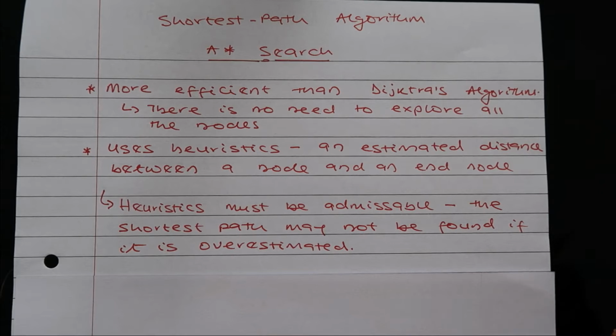It makes use of heuristics, and heuristics is the estimated distance between a node we're exploring and the end node, our destination node. Now, for the A-star search to work correctly, we need the heuristics to be admissible. This means that we should never overestimate the value of the heuristics. Let's look at an example.